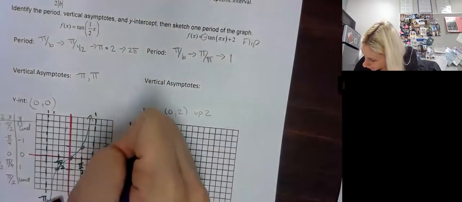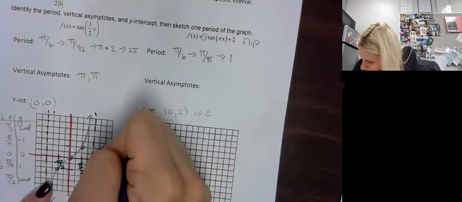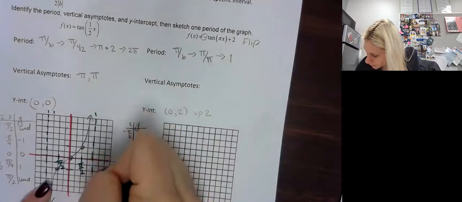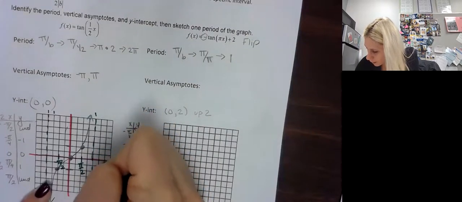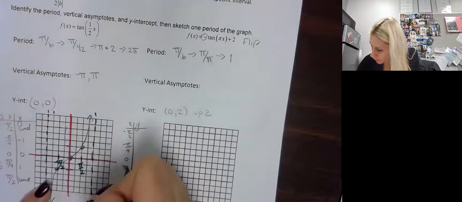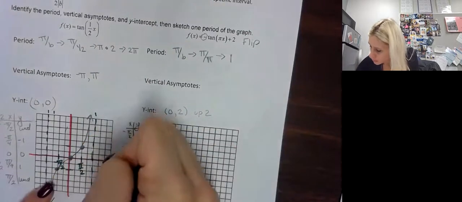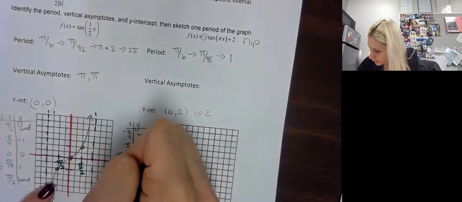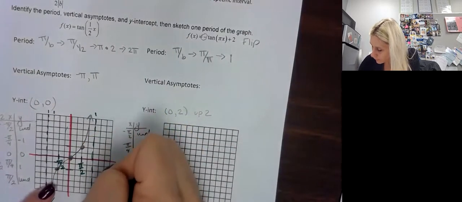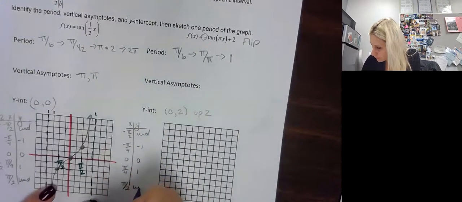Let's make our parent function table. Negative pi over 2, negative pi over 4, 0, pi over 4, pi over 2. So we have undefined. We have negative 1, 0, 1, undefined.